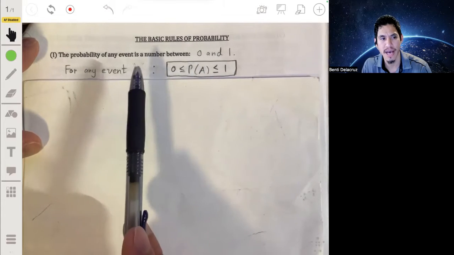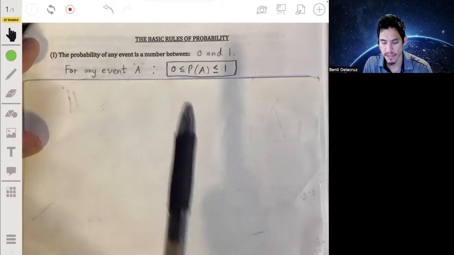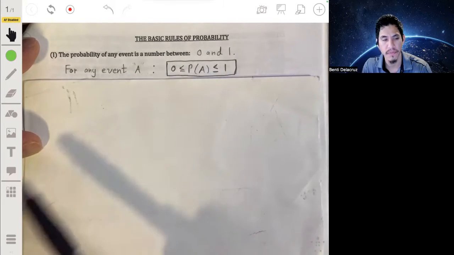And remember, we like to use capital letters to denote events and probability. And this capital P means probability, so probability of A.